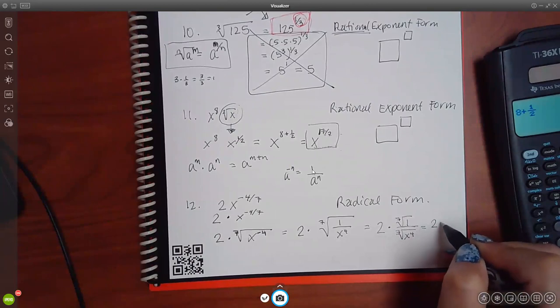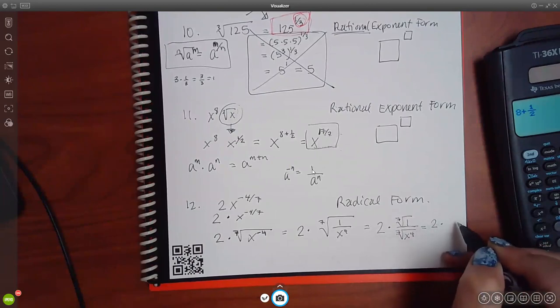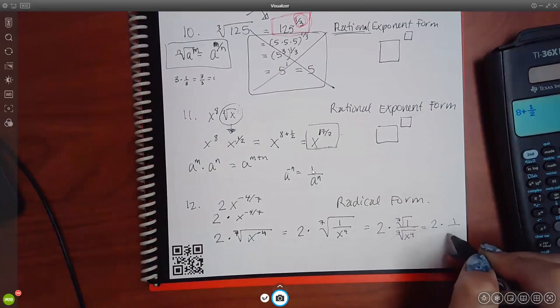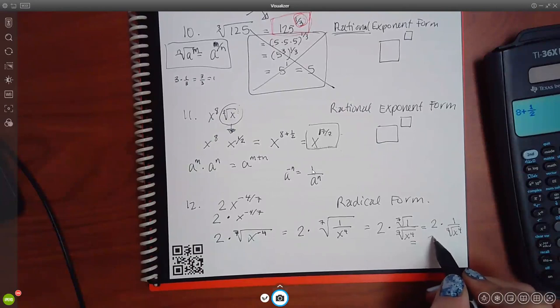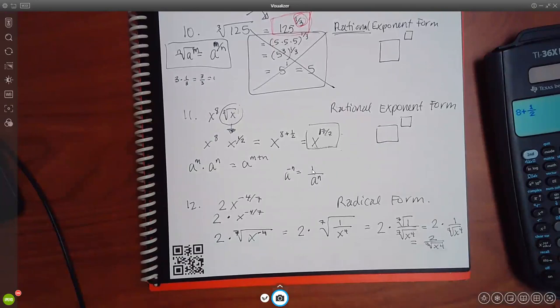And so the 7th root, any root of 1 is 1. And the bottom just stays like that, unfortunately. And then you can multiply those out and end up with 2 in the numerator, and then the 7th root of x to the 4th in the denominator. I'm going to show you another way to do that because there is another way.